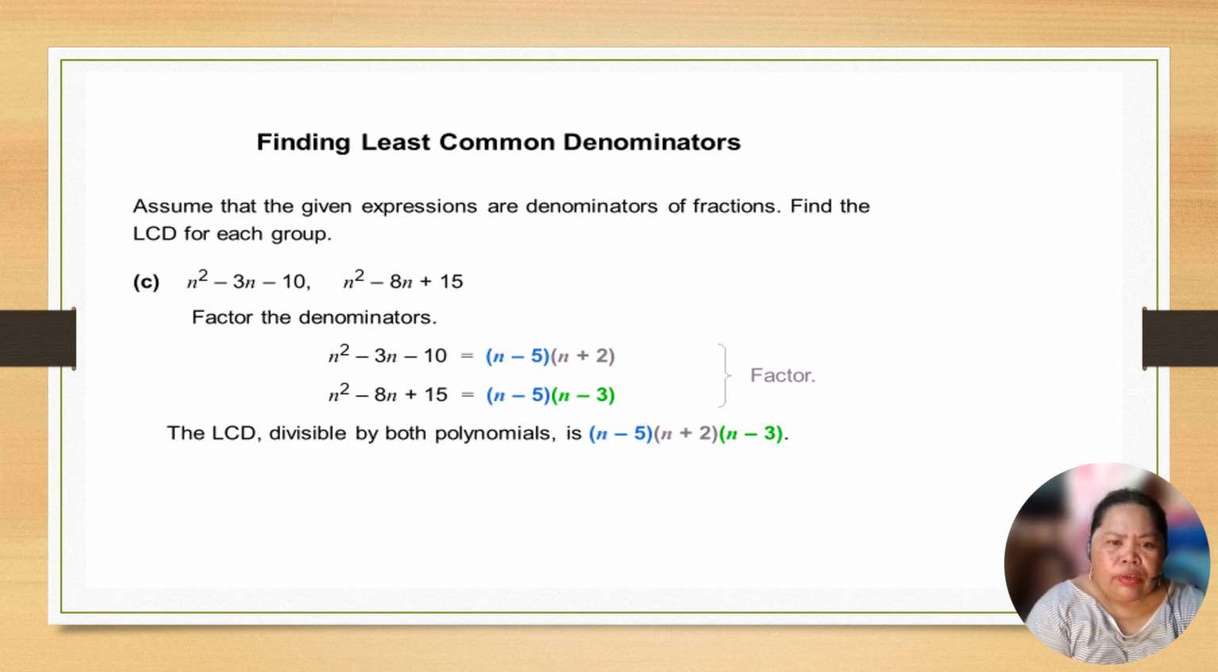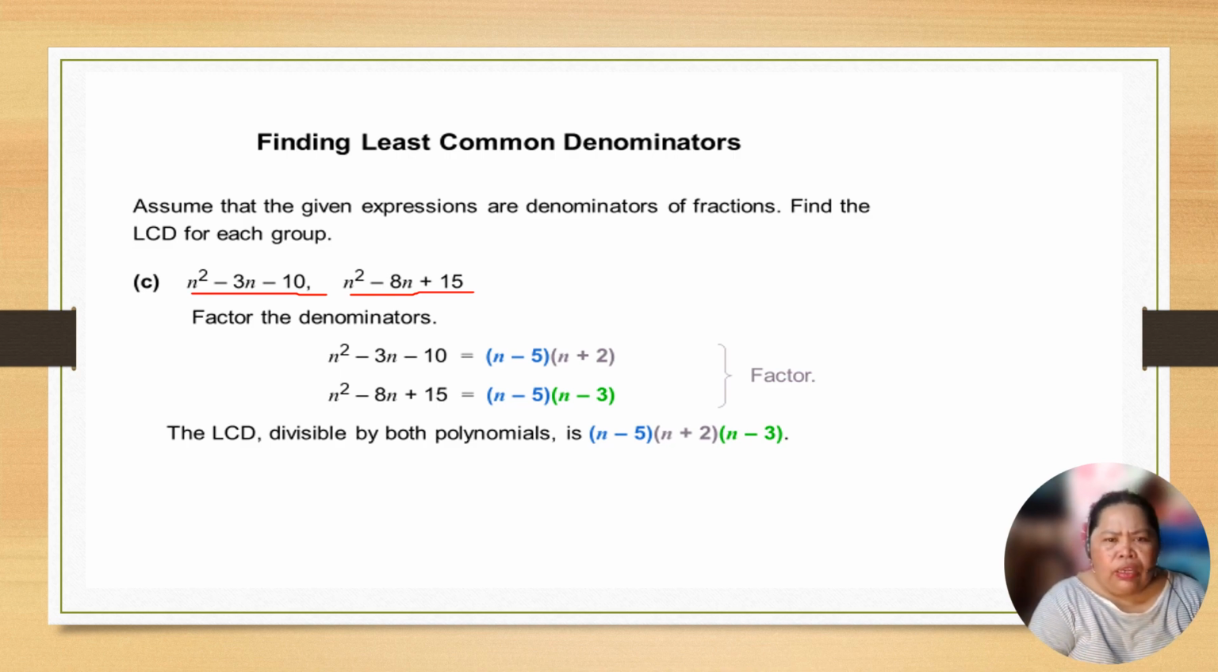Okay, so we have here, assume that the given expressions are denominators of a fraction, so find the LCD of each group. So first factor the denominators. We have n squared minus 3n minus 10 and n squared minus 8n plus 15. For this one, the factors are n minus 5 and n plus 2. But why? Because negative 5 plus 2 is negative 3, and negative 5 times 2 is negative 10.